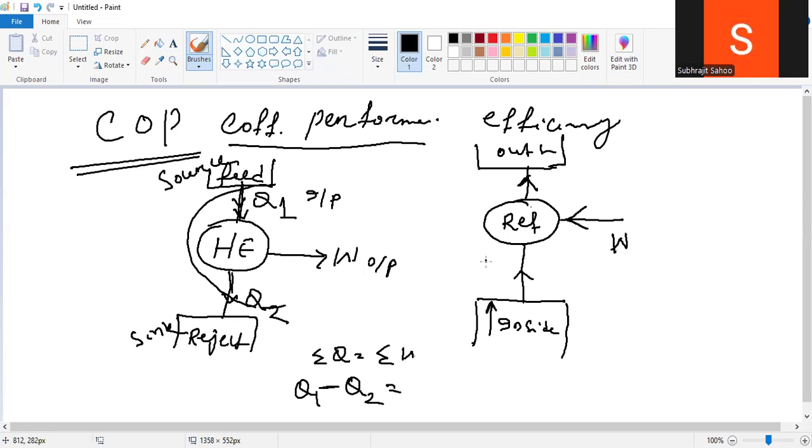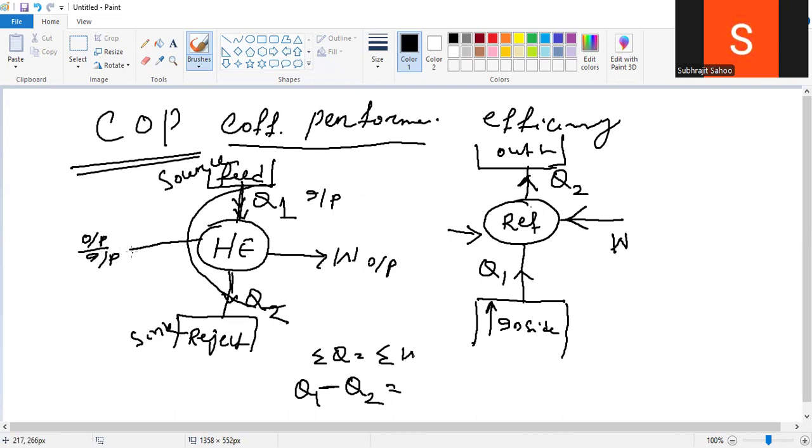Observe. Let Q1 amount of heat be taken from inside, and Q2 amount of heat be thrown to outside. Right? Sir, what is the efficiency in the case of the refrigerator? In the case of a heat engine, the efficiency is output by input, right?